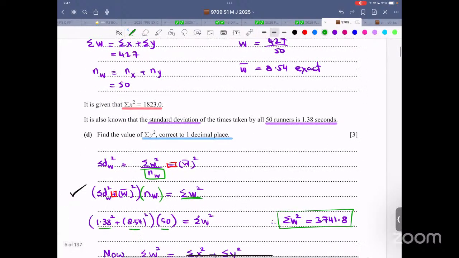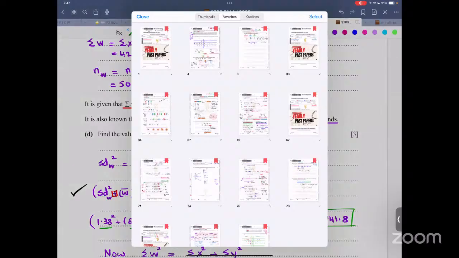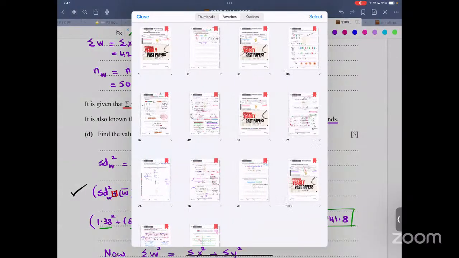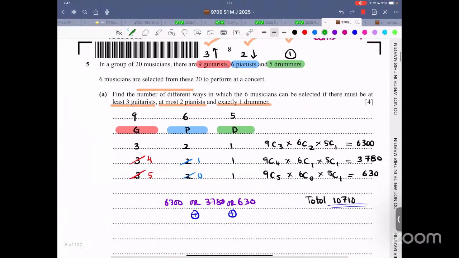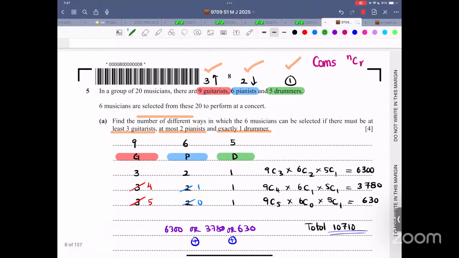So now this thing is done. Let me just remove this. So this thing is done. And let's focus on this one. Now, this question over here, it says in a group of 20 musicians, and this is a very classic question.